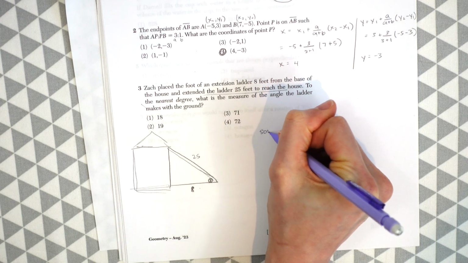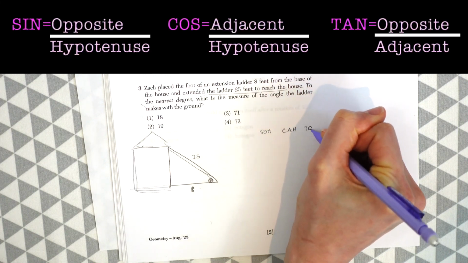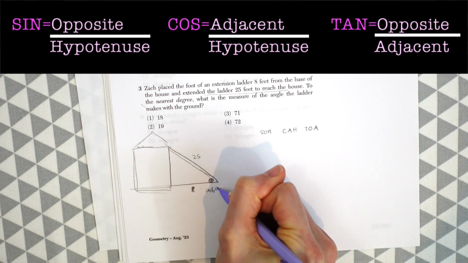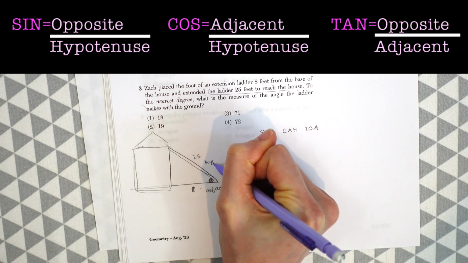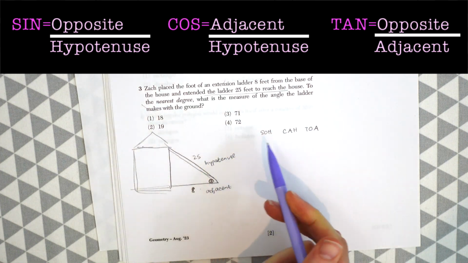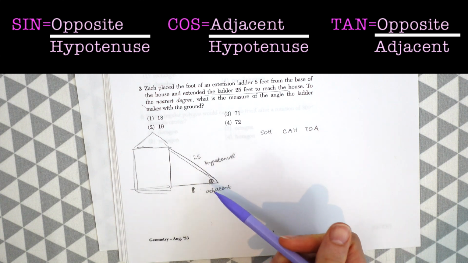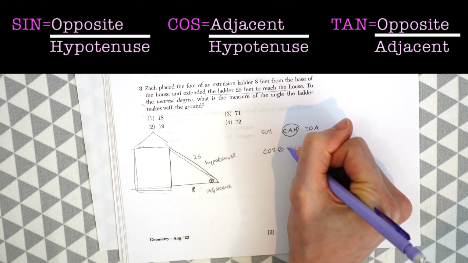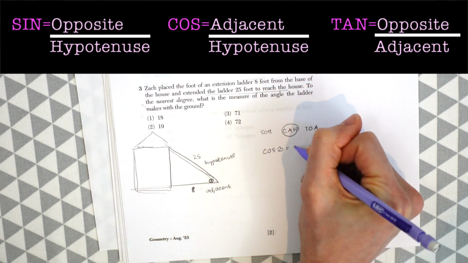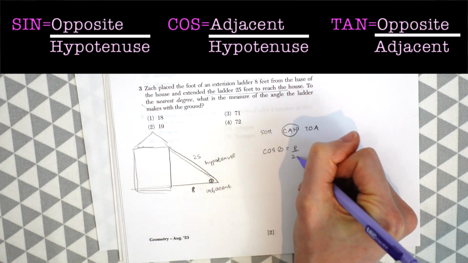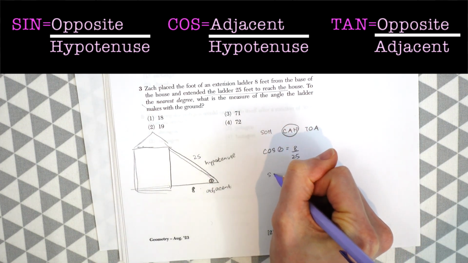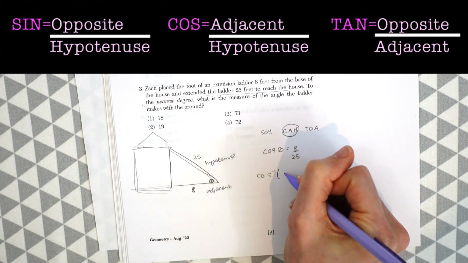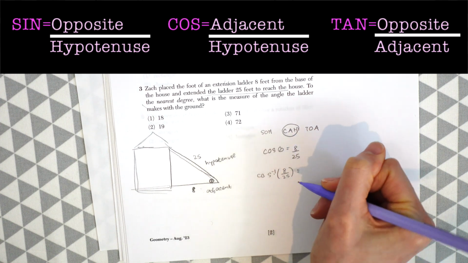To do this, we're going to use some trigonometry. We're going to write out SOHCAHTOA. In reference to this angle, we have the adjacent value and the hypotenuse. We need the function that has the adjacent and the hypotenuse, which would be cosine. So we want to find the cosine of theta, which is equal to the adjacent 8 over the hypotenuse 25. To do that, we're going to plug this in our calculators: cosine to the -1 of 8 over 25, and let's see what we get.